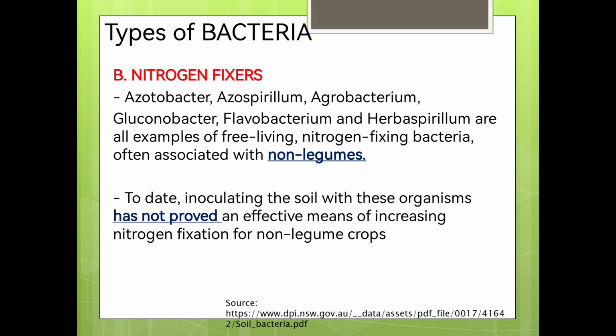So the Azotobacter, Azospirillum, and the Agrobacterium, Gluconobacter, Flavobacterium, Herbaspirillum are all examples of free-living nitrogen-fixing bacteria often associated with non-legumes. Kasi yung kanina, yung rhizobium is associated with legumes. Itong mga bacteria naman to are associated with non-legume crops.